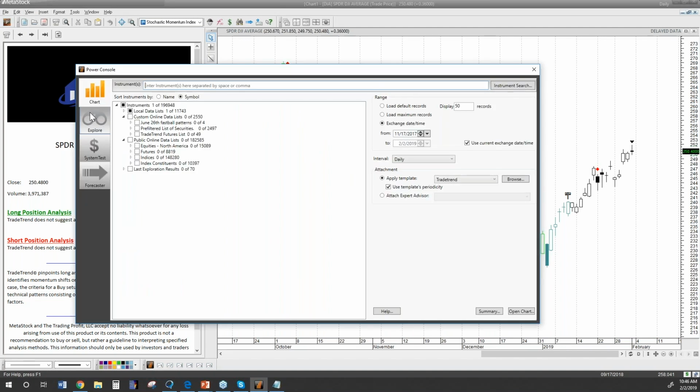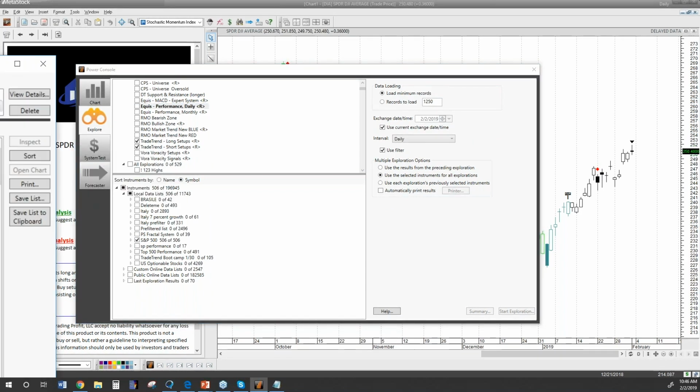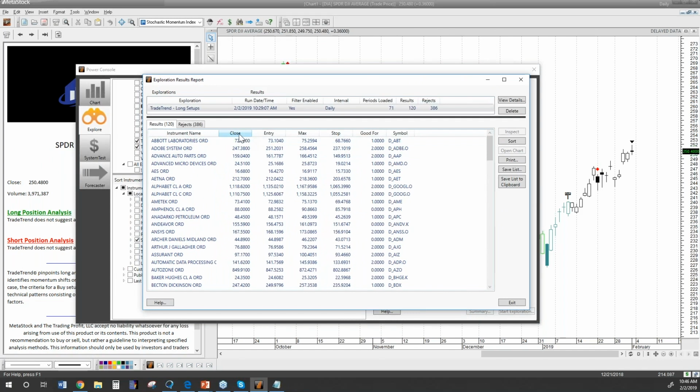Again, we have the charting, you've got scanning, we call it explorations in MetaStock, you've got system testing, and you've got forecasting. So if I click on the scanner button, there's a scan that scans for the long setups and the short setups. I do have all of the data loaded locally, and you just click on the scan button. I'm going to just go straight to the report and show you what it looks like. It doesn't take very long to actually run the scan, but I can just show you a report from when I ran it earlier.